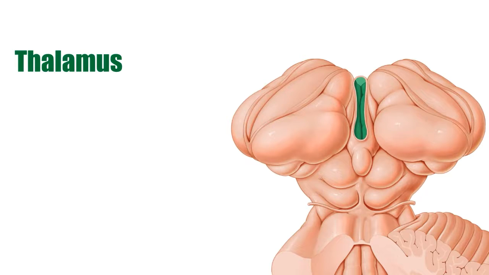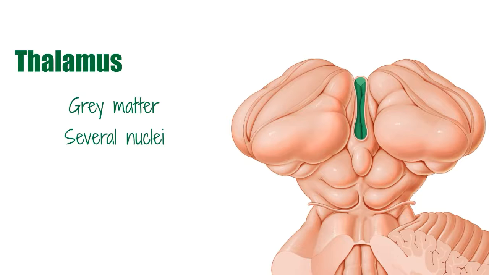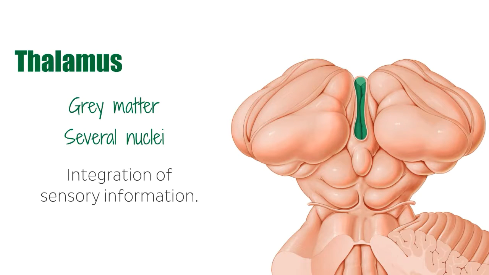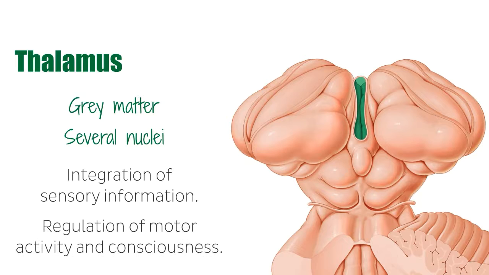From a structural point of view, the thalamus is comprised of gray matter and is made up of several nuclei, some of which we will discuss in the next slides. From a functional point of view, the thalamus is of utmost importance for the integration of sensory information in the central nervous system, and also for the regulation of motor activity and consciousness.